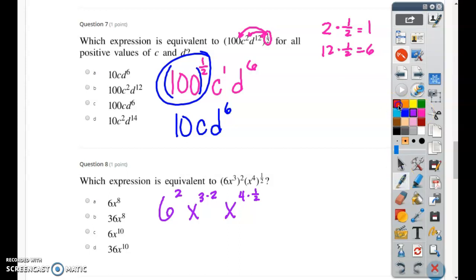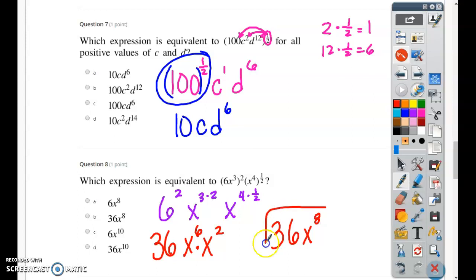So what is 6 squared? 36. So you have 2 answer choices there. What's 3 times 2? 6. That's x to the 6th power. And what's 4 times 1/2? 2. X squared. And then these two, you add them, because it's multiplication. So you add these two. What does that give you? 36x to the 8th power.